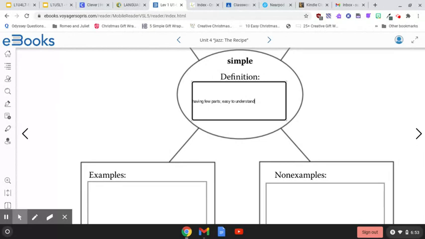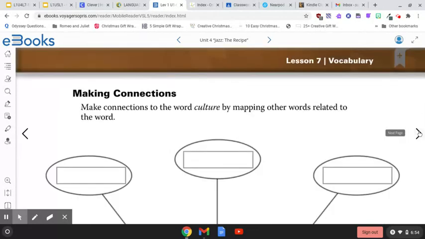Now let's list non-examples of simple. Non-examples are words or ideas that don't fit. The non-examples will be things that aren't simple. They are complicated or difficult. Go ahead and fill in your square for things that are non-examples of simple. Now let's look at page 147.